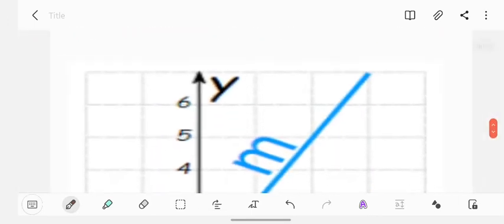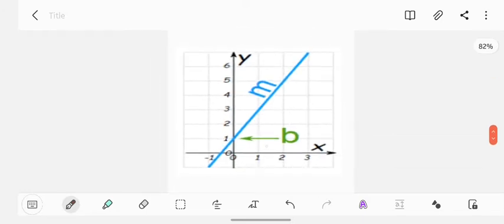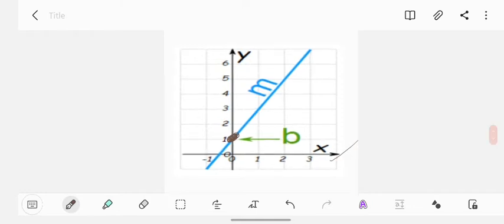Moving forward, look at this diagram. Y axis and x axis, and m is the slope. It is intersecting at this point. So this is the intercept. Okay, I hope this is clear to you all.